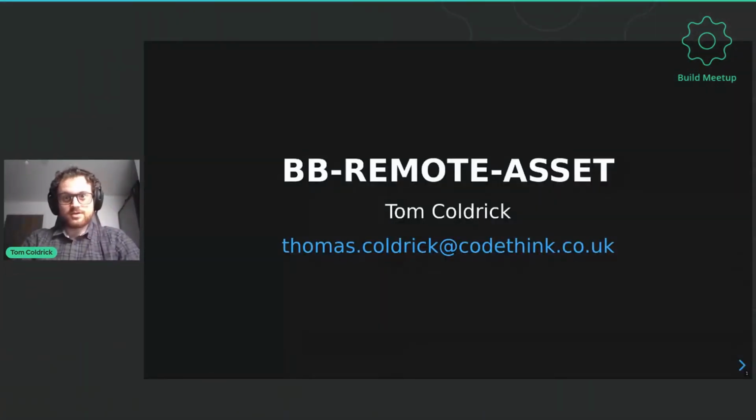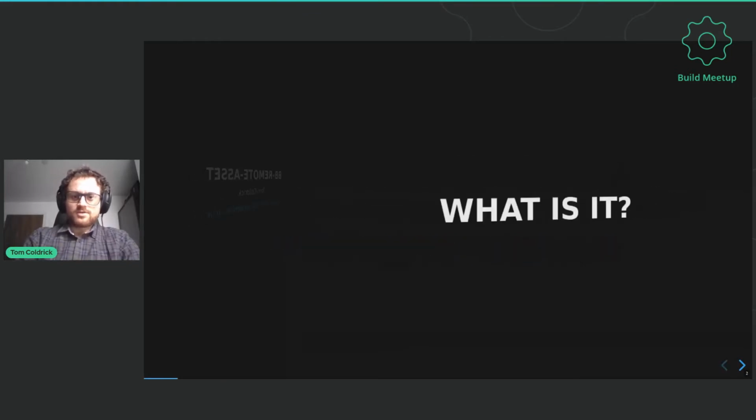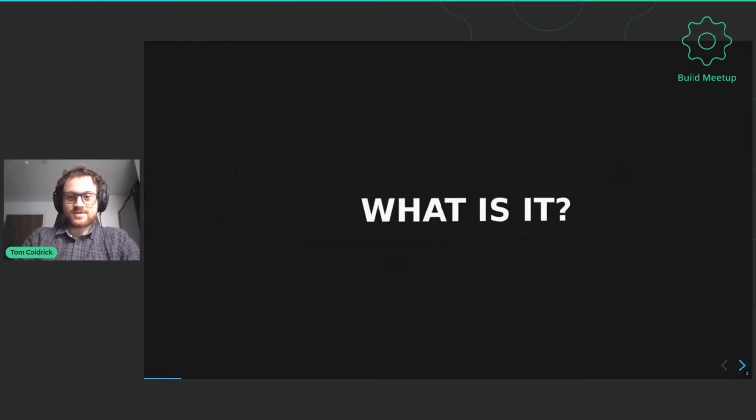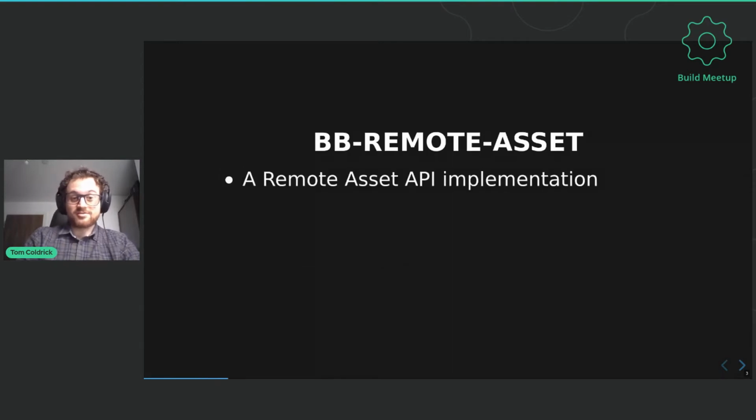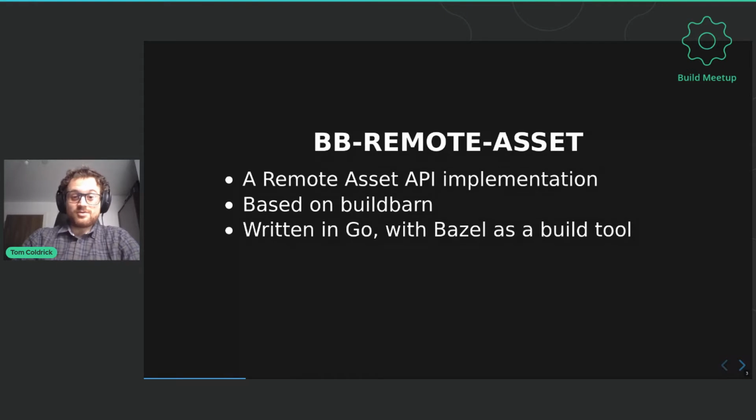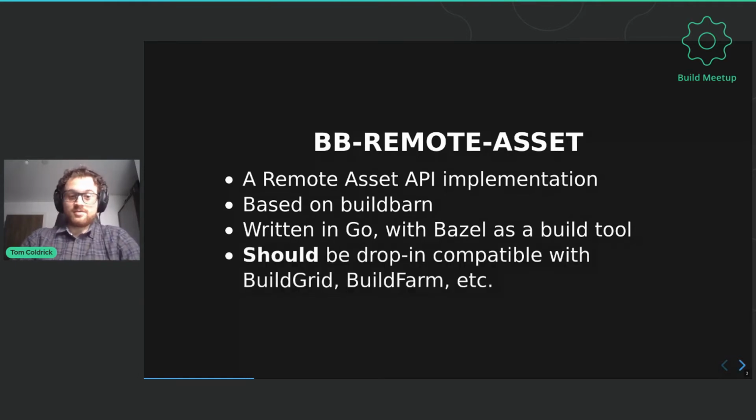As Chris just said, I am a software engineer at CodeThink, and this is a talk about a thing we made called BB Remote Asset. So I guess the first thing is, what actually is it? As the name and talk title suggest, it's a remote asset API server implementation, and it's based on Buildbarn, hence the BB in the name. Since we're targeting Buildbarn, it's written in Go and uses Bazel to build, so it fits in nicely with the ecosystem. And although it targets Buildbarn, you can use it with BuildGrid or Buildbarn, which should be drop-in compatible with any remote execution API server implementation, as long as it's got a CAS, which of course they all should.